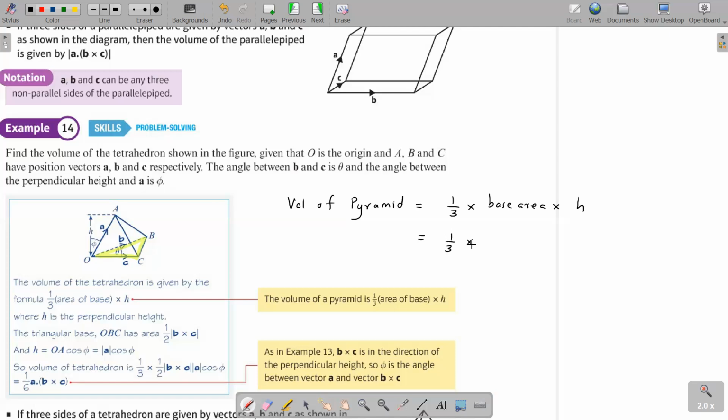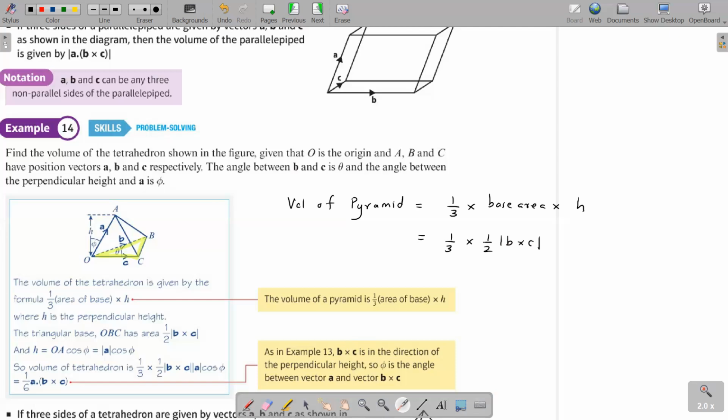B cross C is the area of a parallelogram. For a triangle, what should we take? Half of B cross C, half of the modulus of B cross C. Half of the modulus of B cross C gives me the area of the triangular base.